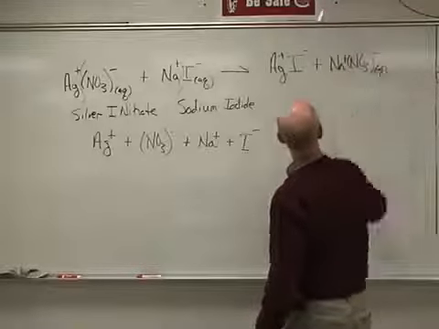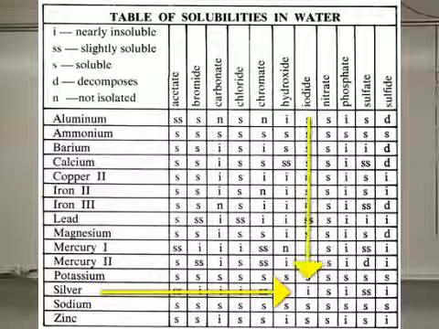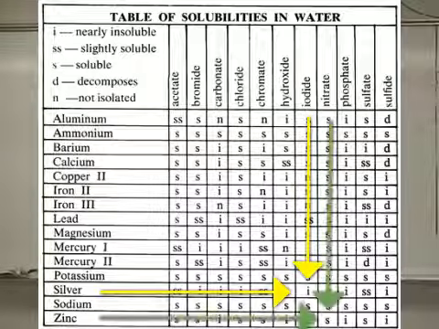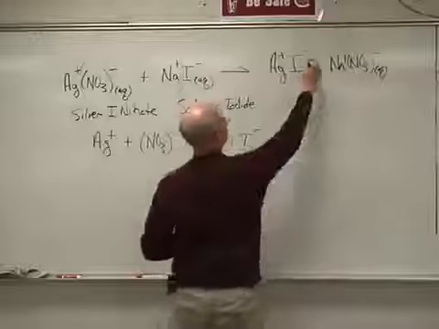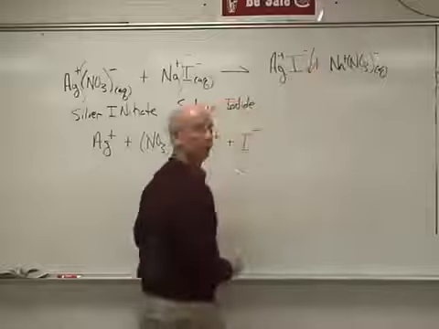This is aqueous. We need to figure out which one of those is the precipitate. Nitrate never forms a precipitate. It always is soluble in water. So sodium nitrate is going to be soluble in water. That means this is our precipitate. We put a down arrow.